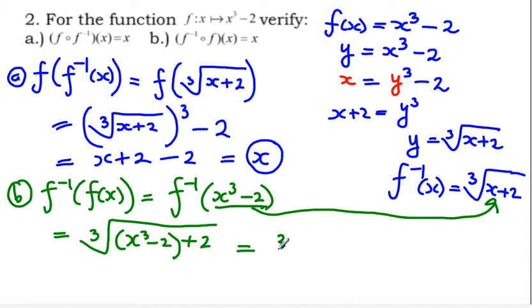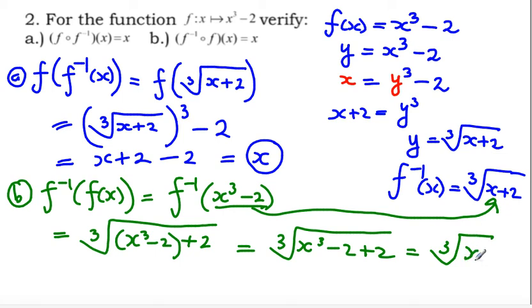And from there I see that opening the bracket, I will just have a very simple thing, x cubed minus 2 plus 2, which means in the end minus 2 plus 2 is gone, and you will just have the cube root of x cubed. Now guess what? Cube root of x cubed. Again, they're cancelling out each other and you will end up with x itself.